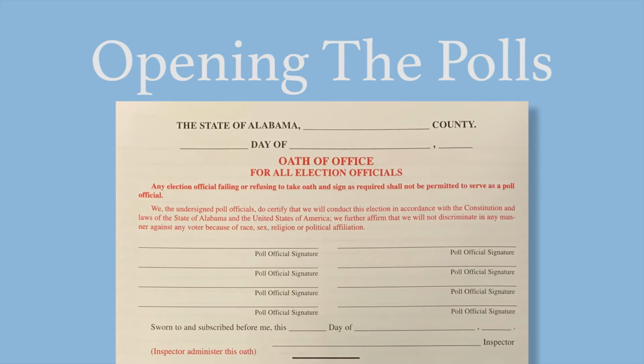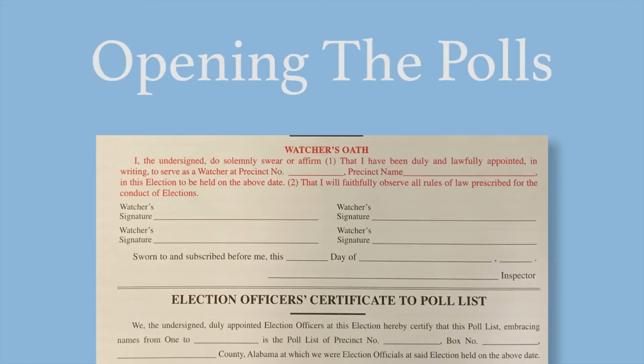Next, you will have sign-in books. On the back of the books is the oath of office. The inspector will swear each of you in. Please sign the back of the voters and clerks lists for each of those contests. And also on the back of those books is the watcher's oath.